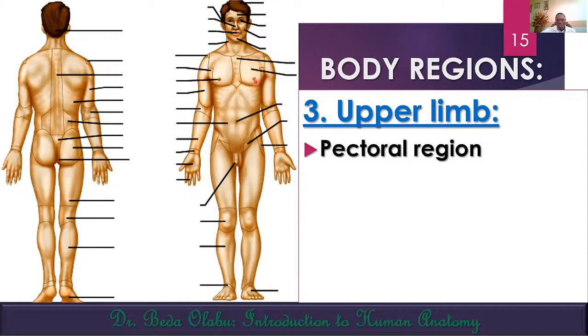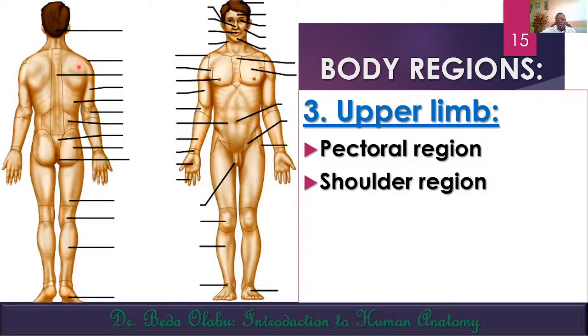This region of the upper limb that's attached to the anterior, the front part of the chest, is what we call the pectoral region. Then this region of the upper limb that also extends slightly to the back there, that's what we call the shoulder region. So the pectoral region and the shoulder region are basically the attached parts of the upper limb.